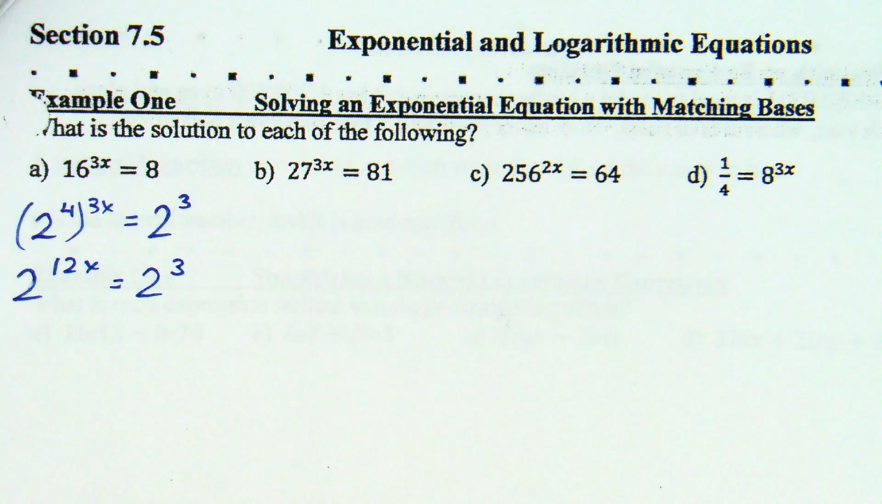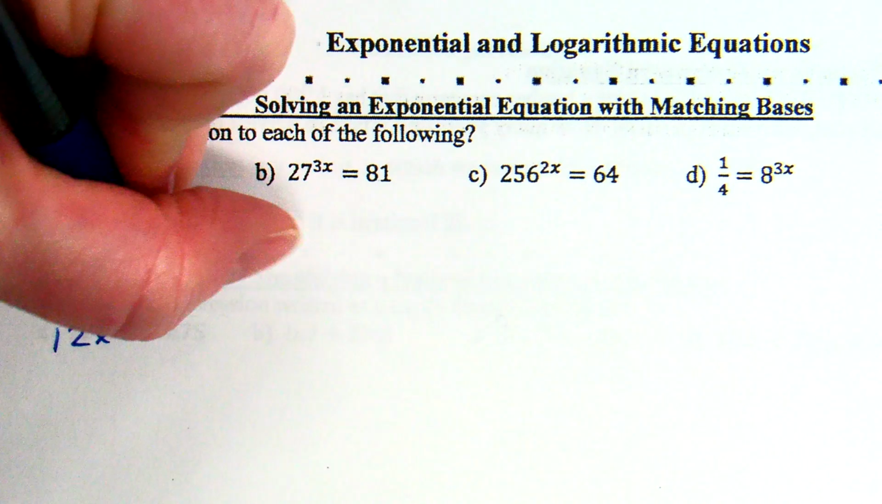Was it 7.3 we covered this? I feel like it was 7.3 we covered this. Yeah, we were trying to find logs. What do you remember? The bases are the same. What am I going to do? Set the exponents equal to each other. 2 to the 12x equals 2 to the 3rd. We already know the 2's are the same. I just need the powers to be the same. So drop off the bases, and I have 12x equals 3.